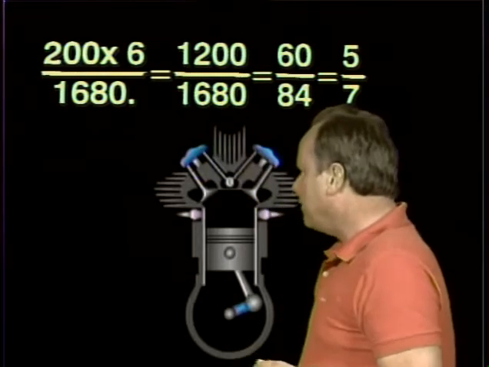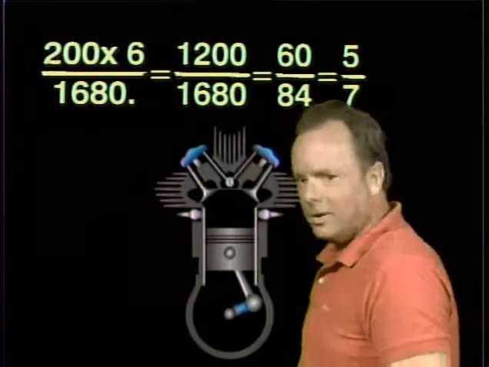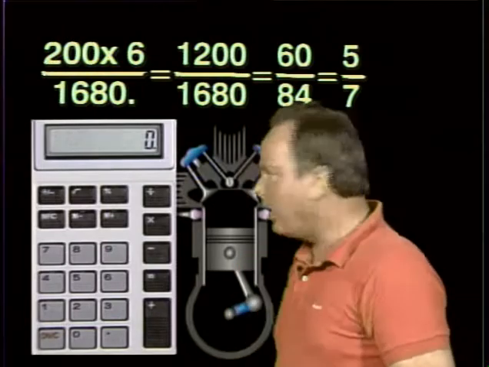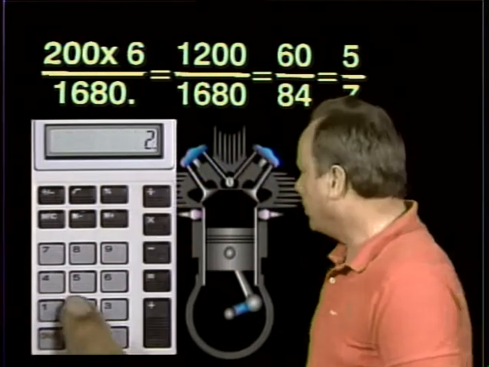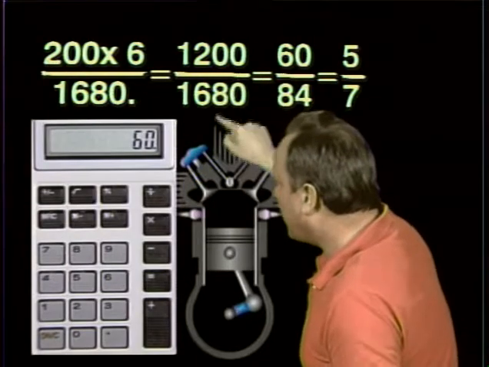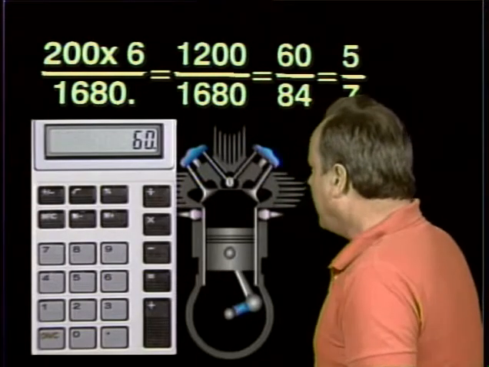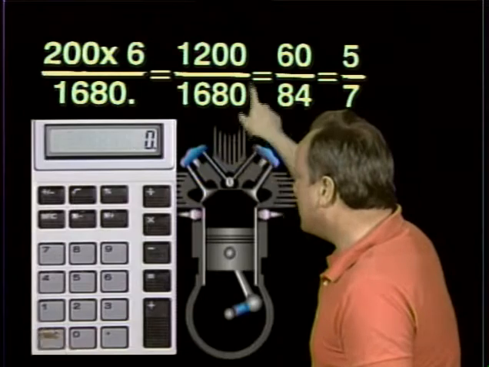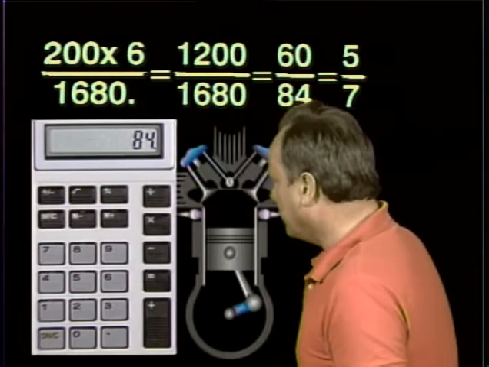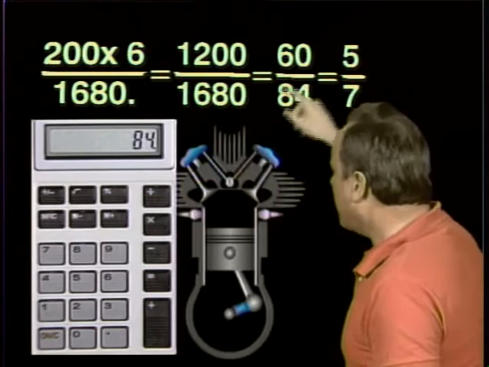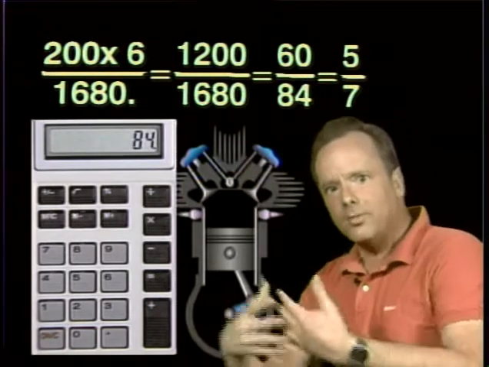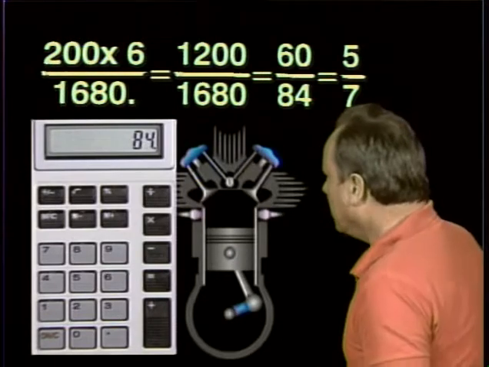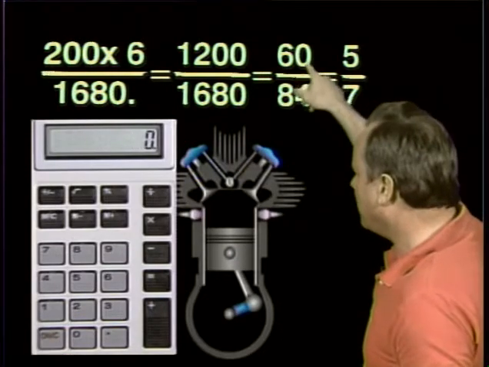Well, now we have to divide by something, so let's try the calculator again and see what we can do. We'll take the 1,200, punch in the 1,200, and let's try dividing it by 20. We'll divide each of these. You have to divide top and bottom by the same number. We'll try that. And I got 60. Now let's try the 1,680 and see if we can divide it by 20. You have to divide both the top and bottom by the same number. And I got 84. So now we have a ratio of 60 to 84. Well, that can still be brought down to a lower common denominator. So let's see if we can't divide by 12.